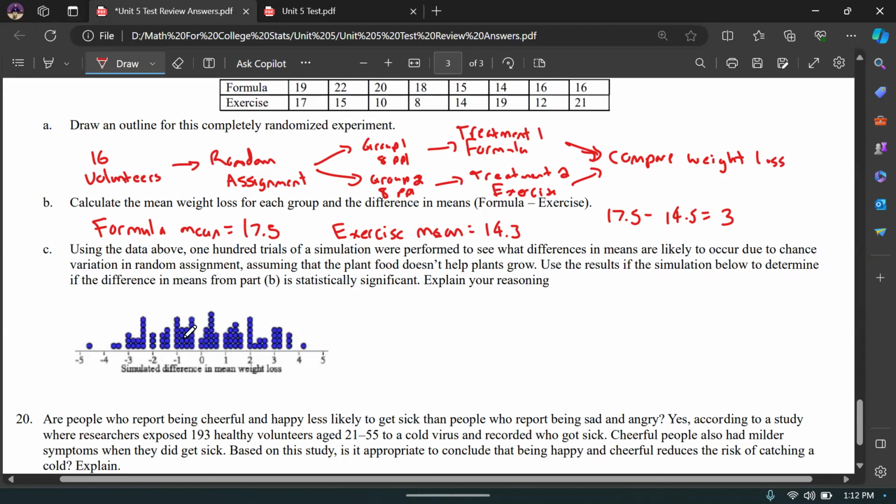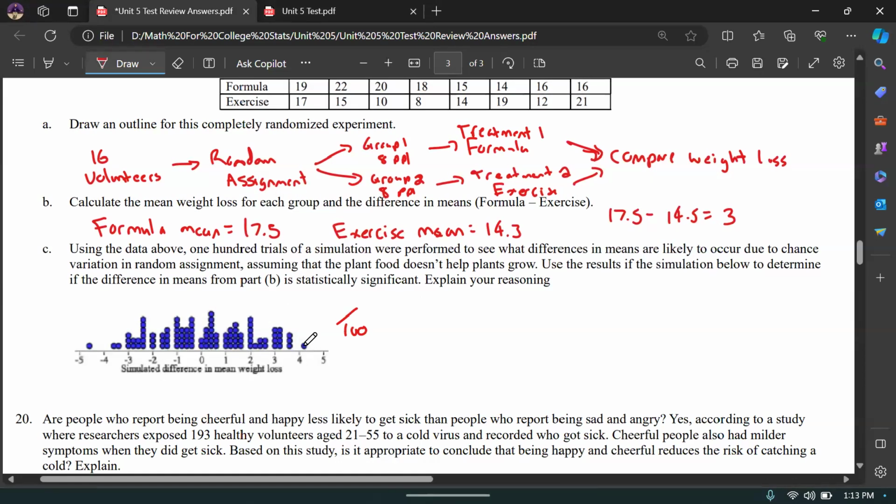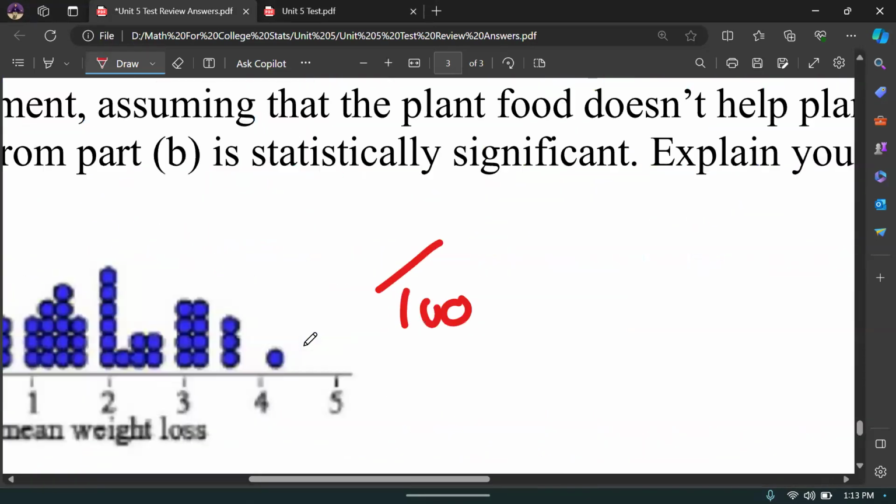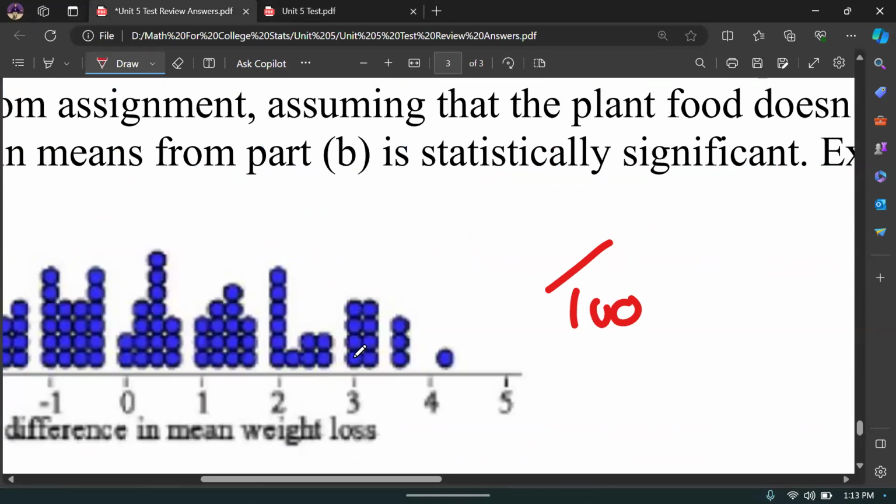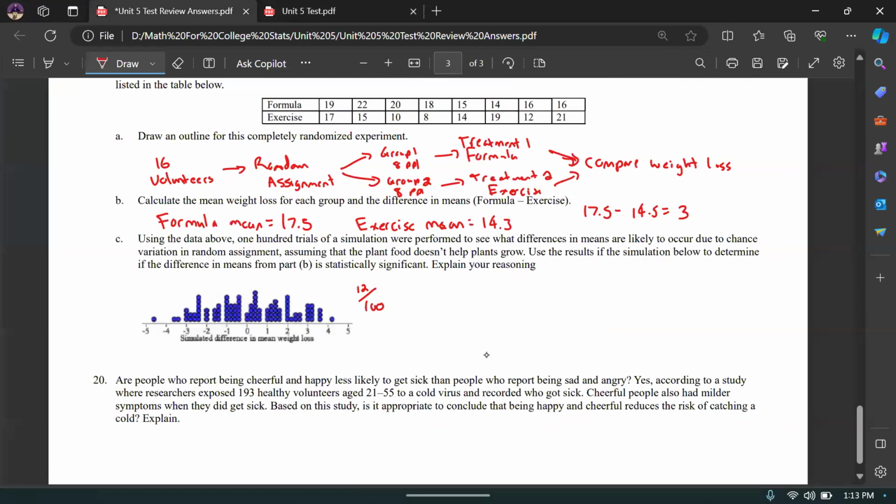It says, use the results of the simulation below to determine if the difference in means from part B is statistically significant. So the difference in means was 3. And if we look at the chart here, remember there's 100 dots. Out of 100 simulations, there were 8, 9, 10, 11, 12 dots that were 3 or larger. So 12 out of 100 simulations where we got a similar result.